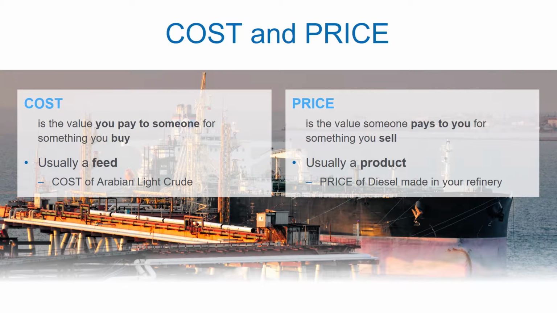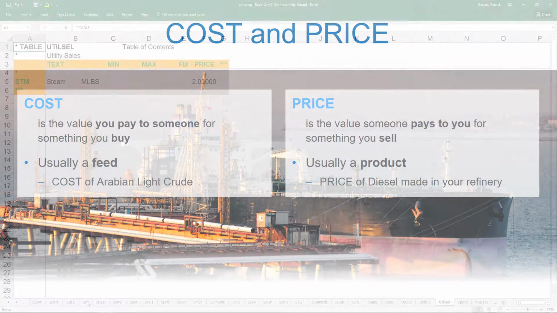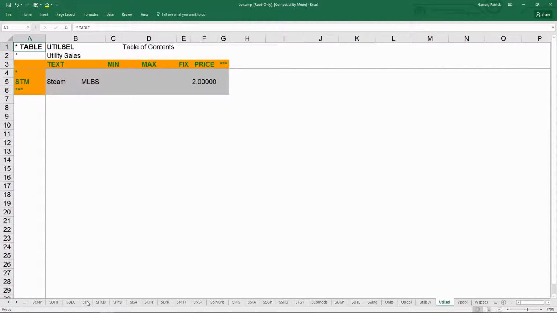Having the wrong column titles will cause problems when running the model. The last supply and demand table is table util cell, and it is very similar to table cell. It contains all the utilities that can be sold by the plant.